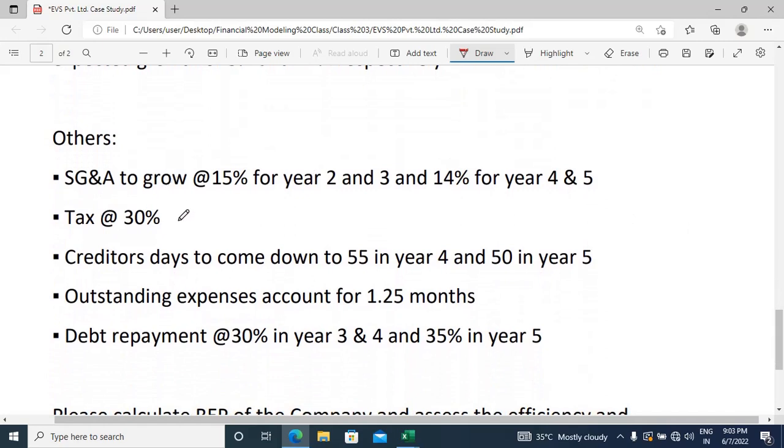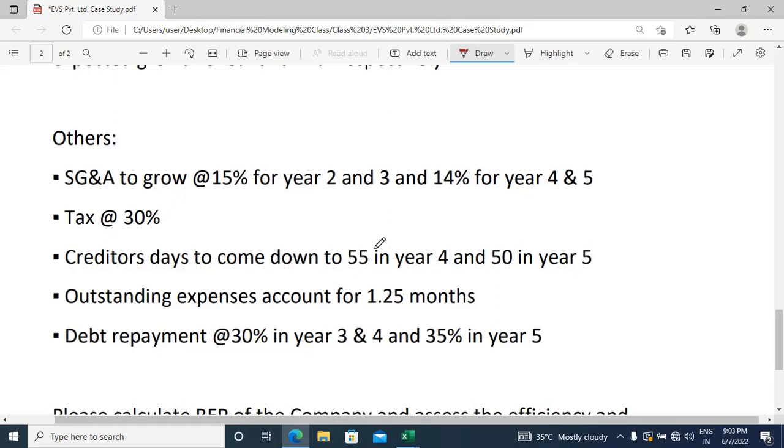SG&A, that is selling, general and administrative expenses, will grow 15% in years 2 and 3. That is, in the first year there will be no growth in SG&A. Second year 15% growth, third year 15% growth in SG&A. Fourth and fifth year 14% growth. Tax rate is going to be 30%.